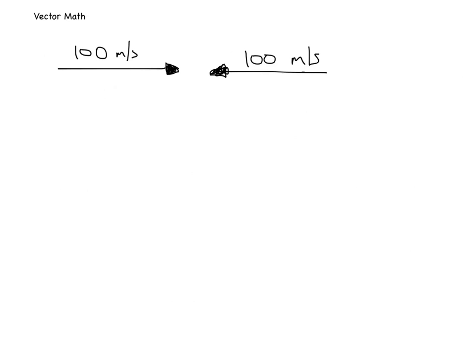Well, if we think about what we know about vector math to this point, if I were to add those two vectors together, they would result in a velocity of 0 meters per second. So what if we took a gun that shot about 100 meters per second, put it in a truck going this way at 100 meters per second, and shot the gun? We should see a velocity of 0 meters per second. And that's exactly what the Mythbusters did. So let's watch.